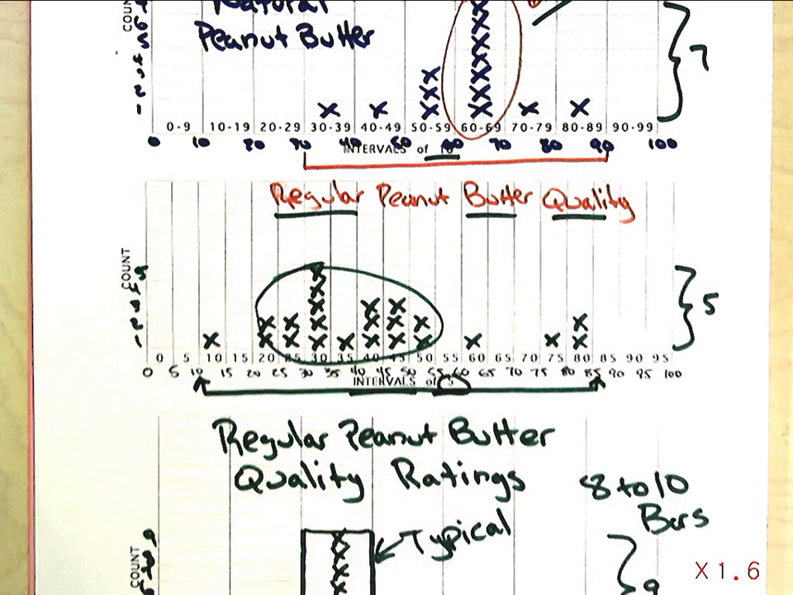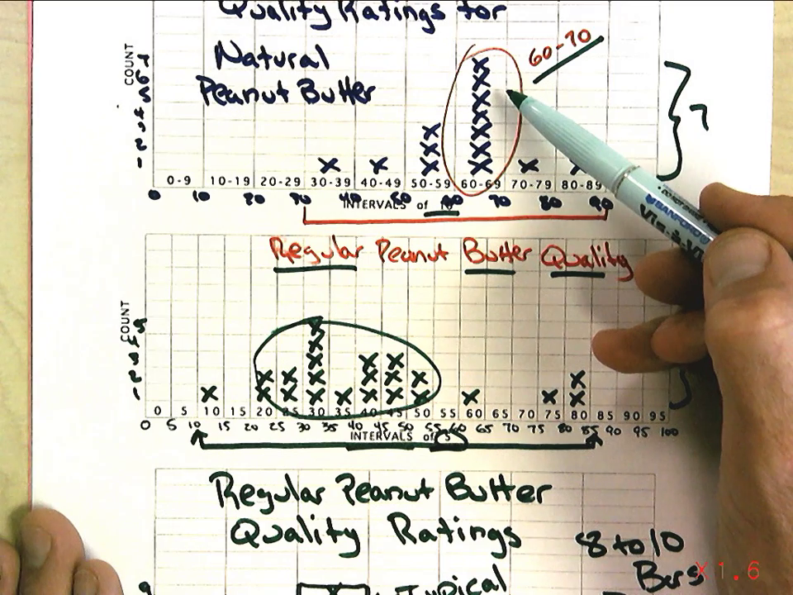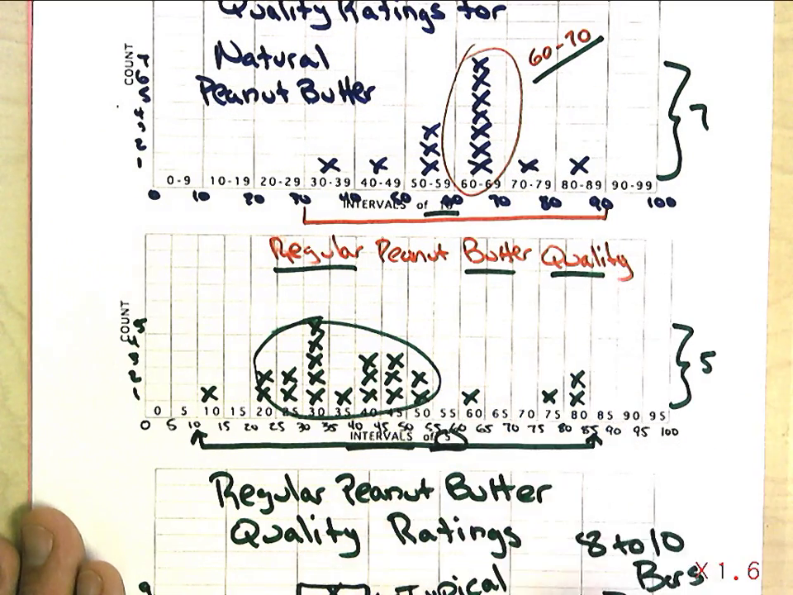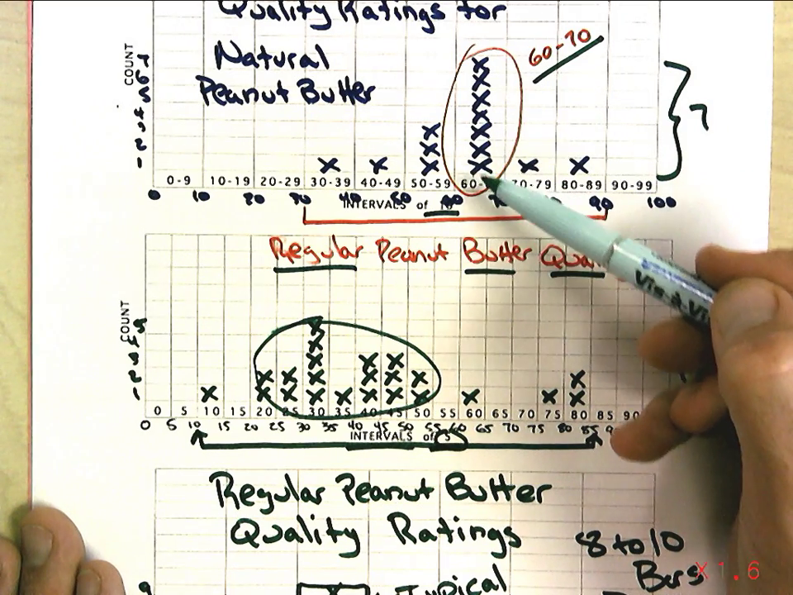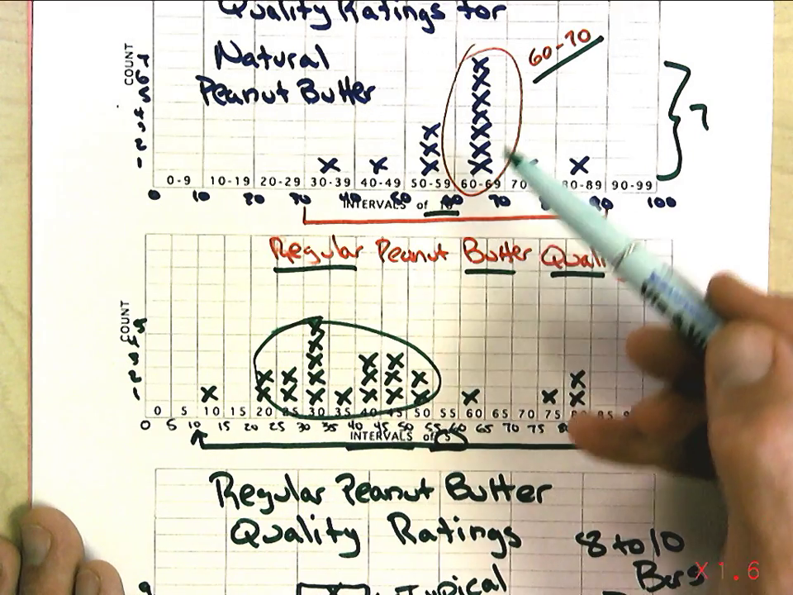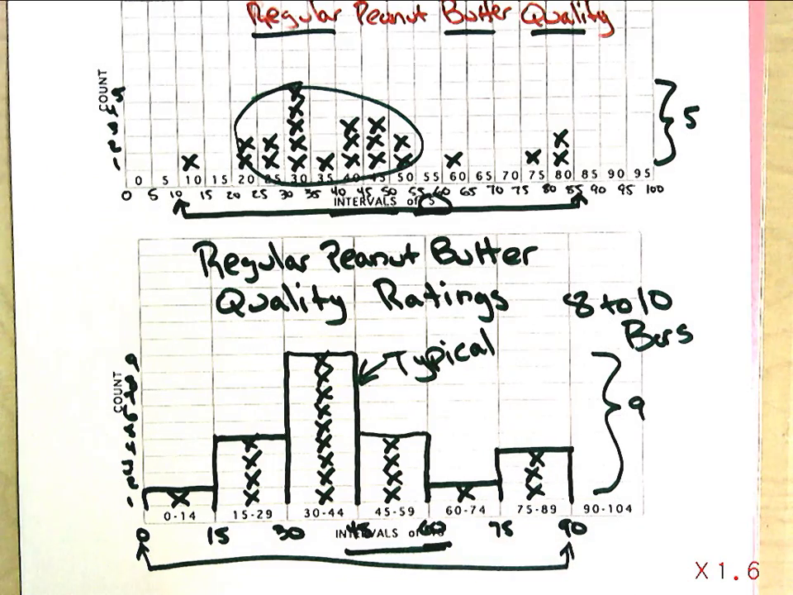And really we use this for comparison purposes because now we could look at the quality ratings of natural peanut butter and compare it to the quality ratings of regular peanut butter and see that the quality ratings of natural peanut butter in general is higher than regular peanut butters. And so that's one of the purposes and uses of these kinds of graphs and this kind of data.